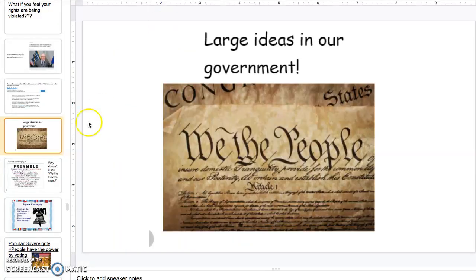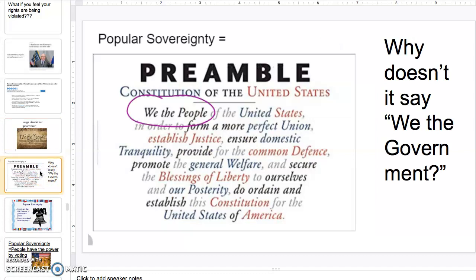So we're going to talk about some bigger, larger ideals in the government. Our first one I want to talk about is popular sovereignty. When we look at the preamble of the Constitution, it says, "We, the people of the United States, in order to form a more perfect union." That's very purposeful, because the power in our government does not come from the government itself. The power comes from the people. That's a little bit harder of a concept. I want you to think about, if it said "we the government of the United States," how does that completely change the idea of what the United States was founded on?